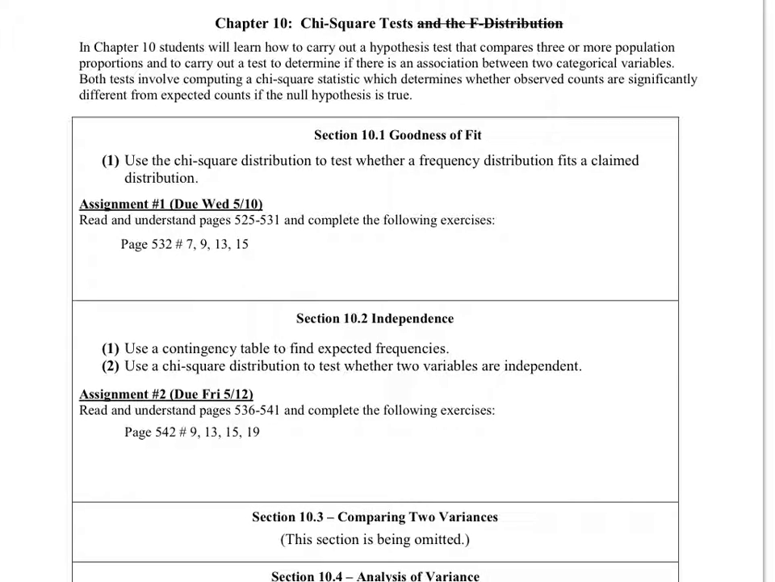Second section, 10.2, is a section on the chi-square test of independence. And in this section, we'll be learning how to use a two-way table of expected frequencies and answer questions such as, is there a relationship between smoking and gender? Okay, so here we go. I'm going to flip the page.